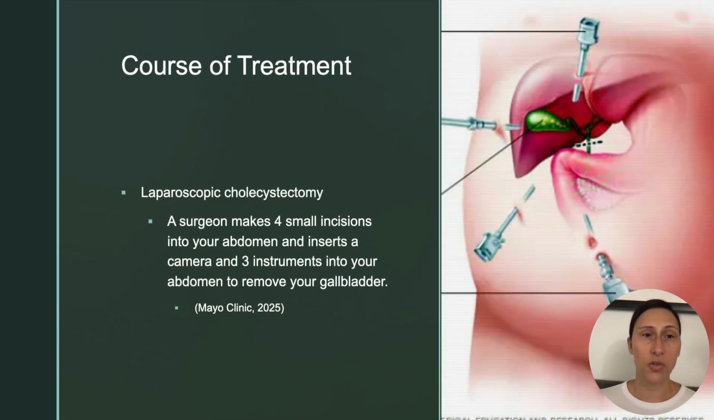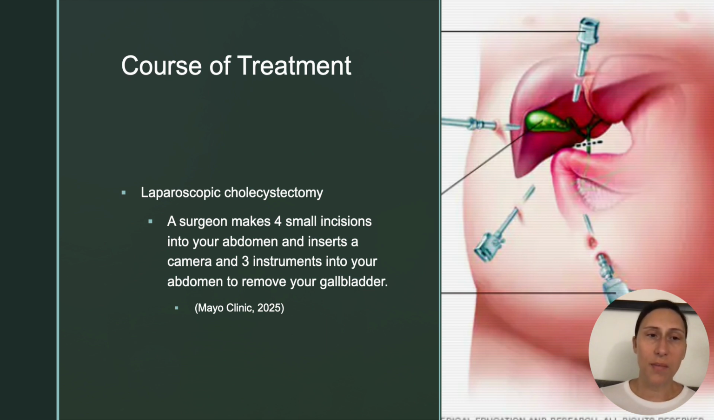Common course of treatment. Now, this is dependent on the cause of cholecystitis, but since gallstones are about 95% of the cause of cholecystitis, we're going to go along the course of gallstones. Laparoscopic cholecystectomy, also known as a lap chole, is the most common course of treatment for cholecystitis.